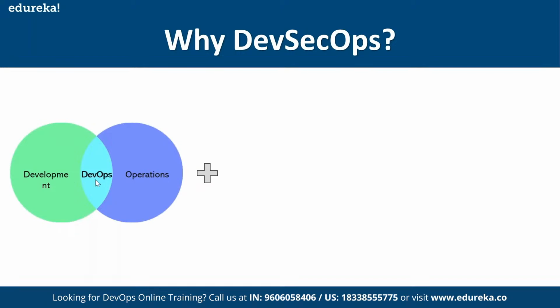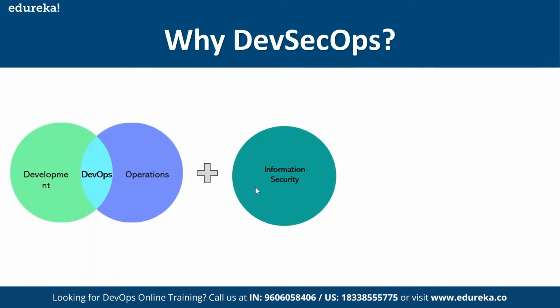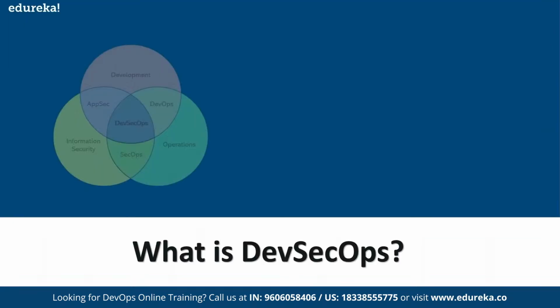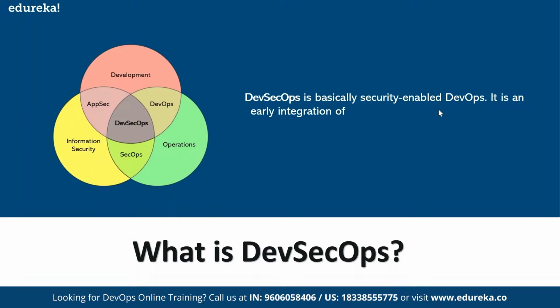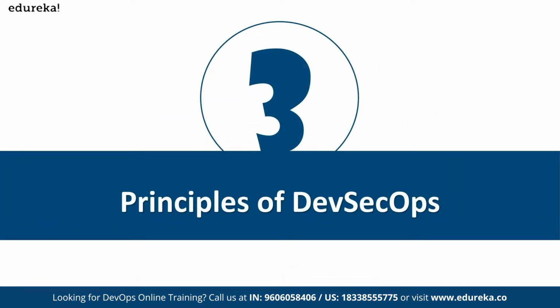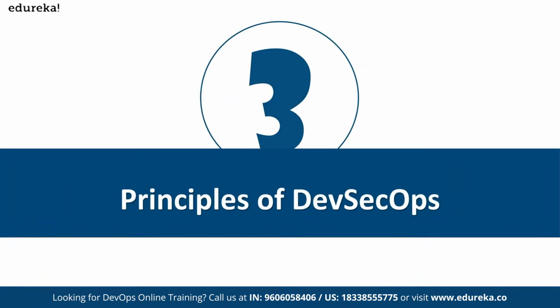So development, DevOps, operation. DevOps plus information security getting into it has become DevSecOps. We have just discussed all these points. When security is getting added, it has become DevSecOps. Now, what is DevSecOps? DevSecOps is basically security enabled in DevOps. It's an early integration of secure culture, tools, and practices. So it's nothing, guys. When you are adding security into DevOps, it's DevSecOps.